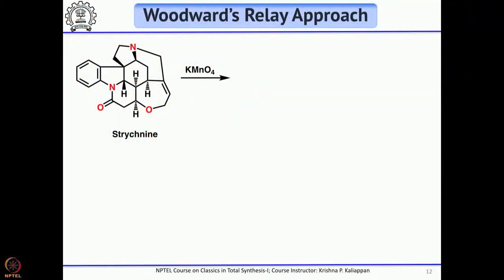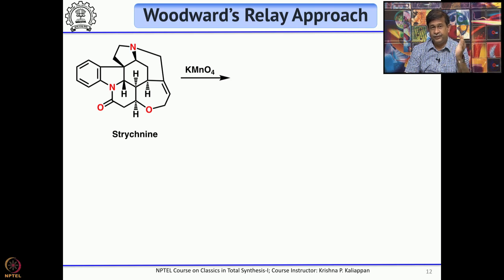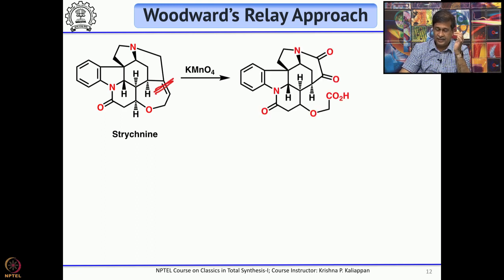So, Woodward has used this as a relay approach. Strychnine is available in plenty from natural sources. When you do potassium permanganate oxidation, as you know, this double bond gets cleaved. On one side it becomes a ketone, on the other side a carboxylic acid. Not only that, this becomes a ketone, it also oxidizes the adjacent CH2, to get a ketolactone.